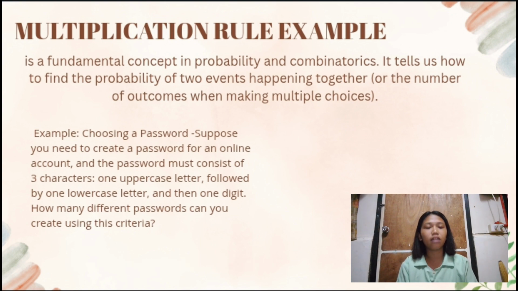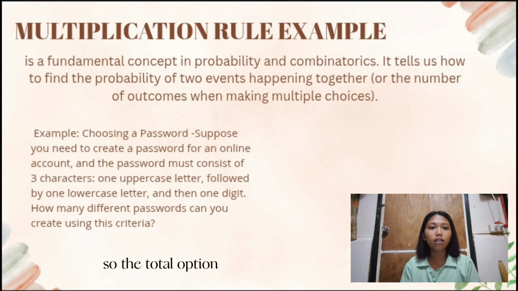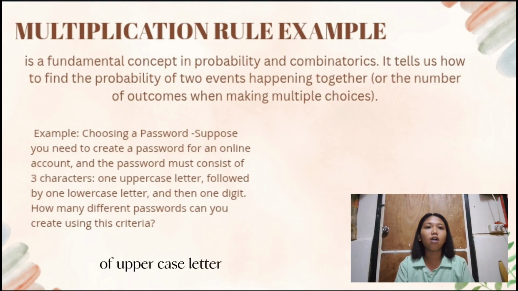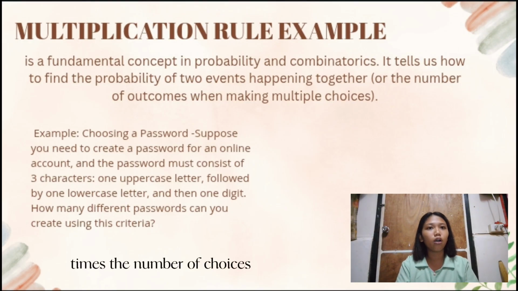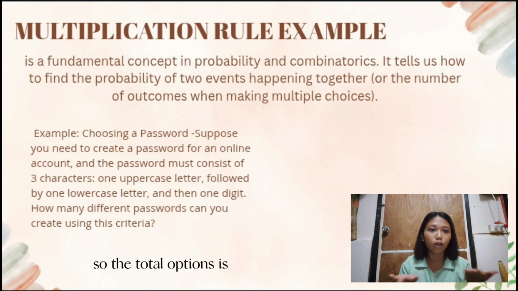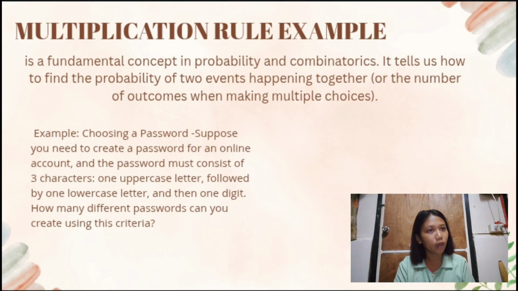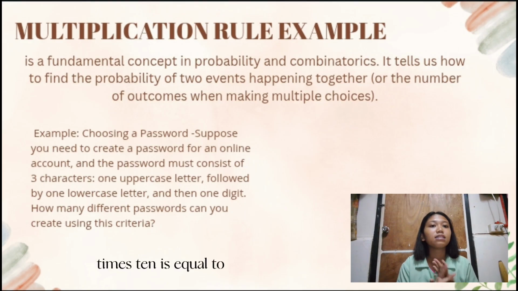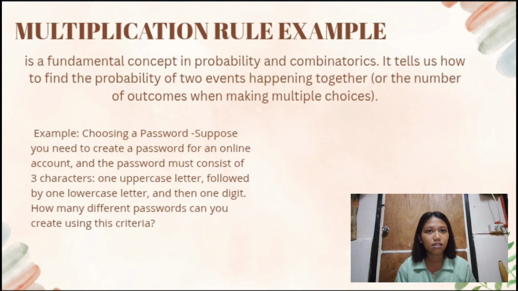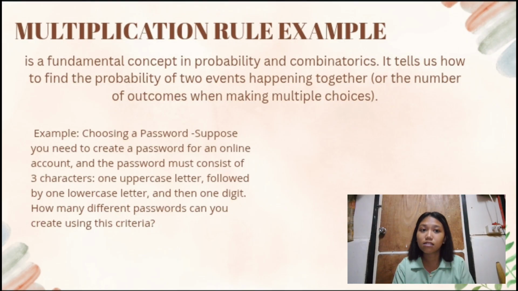So now, according to the multiplication rule, the total number of password options is the product of the choices at each stage. So the total options is the number of choices for the uppercase letter times the number of choices for the lowercase letter times the number of choices for digits. So the total options is 26 times 26 times 10, which is equal to 6,760. So you can create 6,760 different passwords following the given criteria.